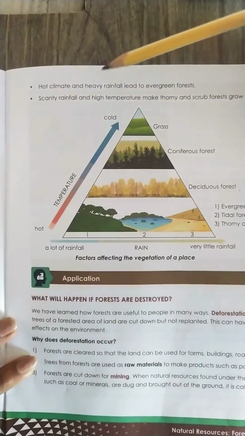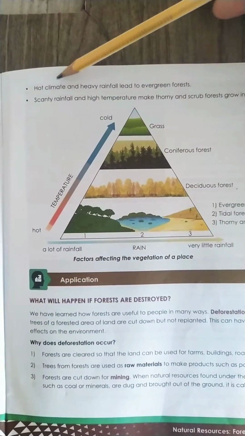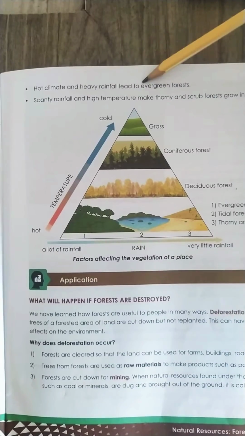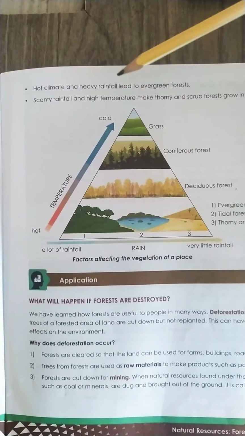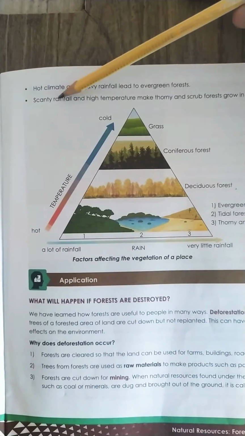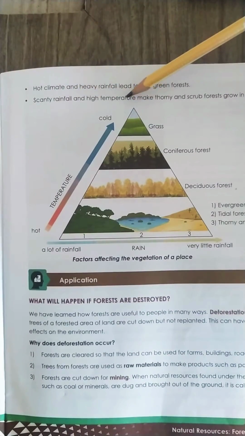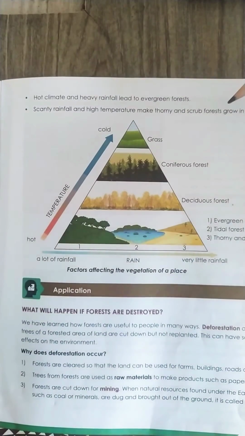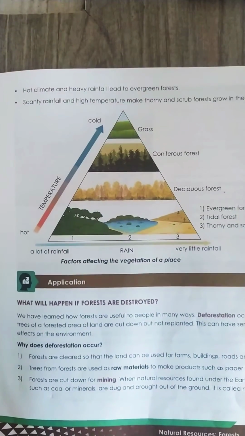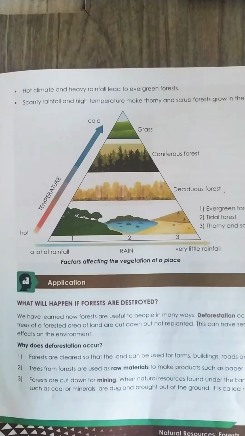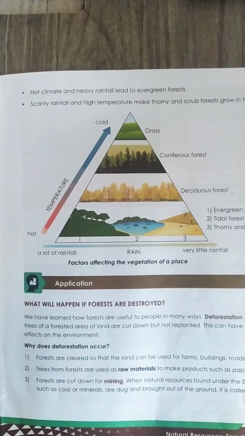you can see here the second point they have given you is hot climate and heavy rainfall lead to evergreen forest. So it is hot also and rainfall is also present. Then you have scanty rainfall and high temperature make thorny and scrub forest grown in the deserts. So in such places where there is very little rainfall and it is extremely hot, thorny and scrub forests are grown.